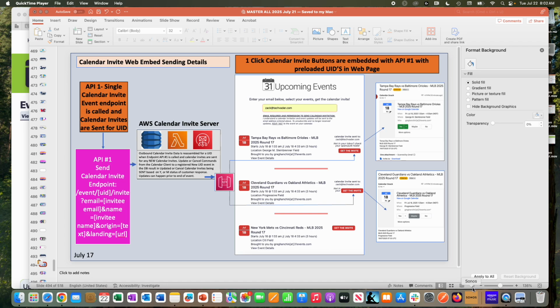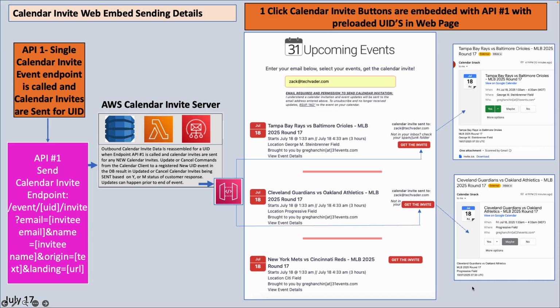This is just a quick setup on essentially how the API number one, which is a send calendar invite endpoint we've built, works in an upcoming landing page. The quick setup is we have an AWS calendar invite server. That is a piece of apparatus we have built in software on the AWS stack.